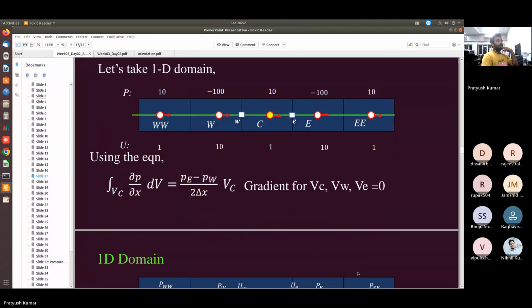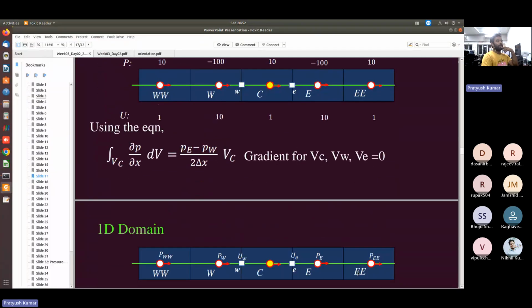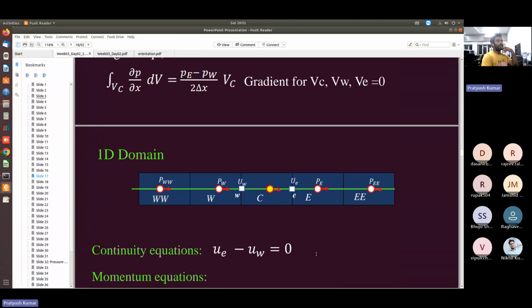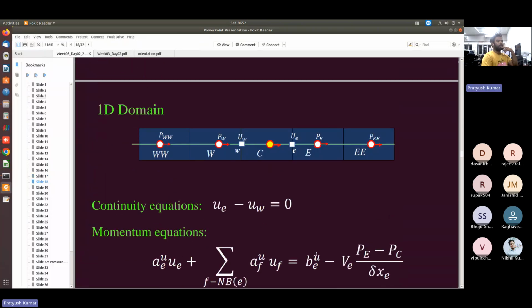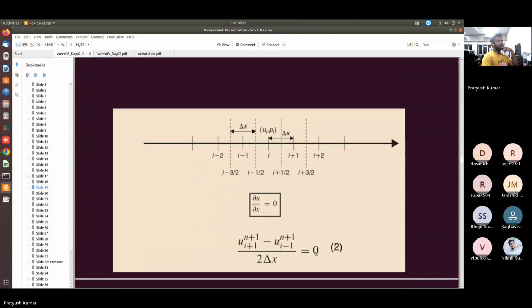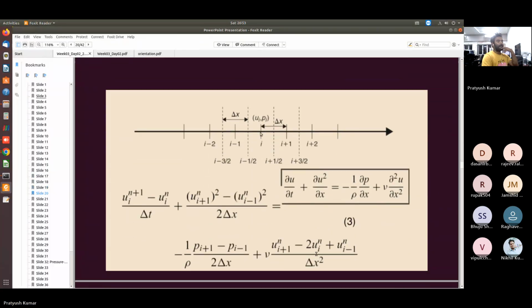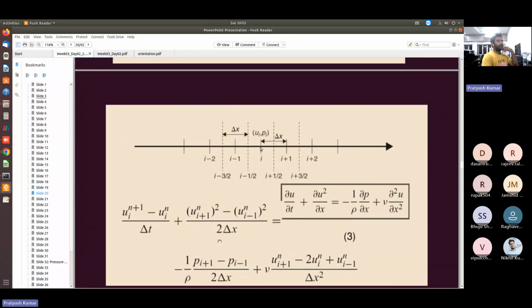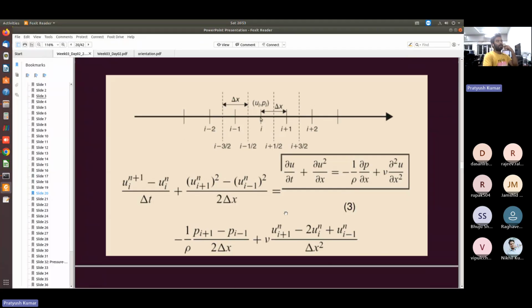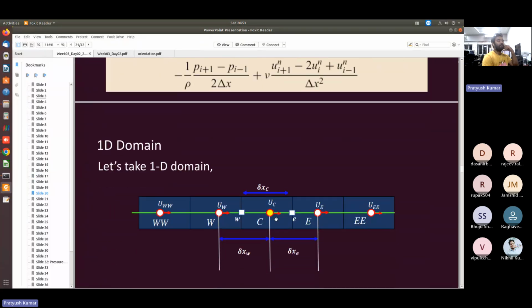I have already told these things in the last slide. These are just the calculations. This discretization also shows, for the momentum equation, that we are not taking consideration of the cell center value while we are discretizing the Navier-Stokes equation using the central differentiation method.